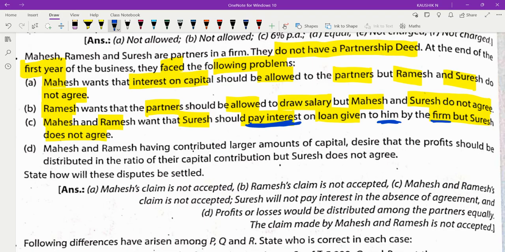When a partner has given a loan to the firm, can we demand interest? Very good. 6% or 6% per annum.